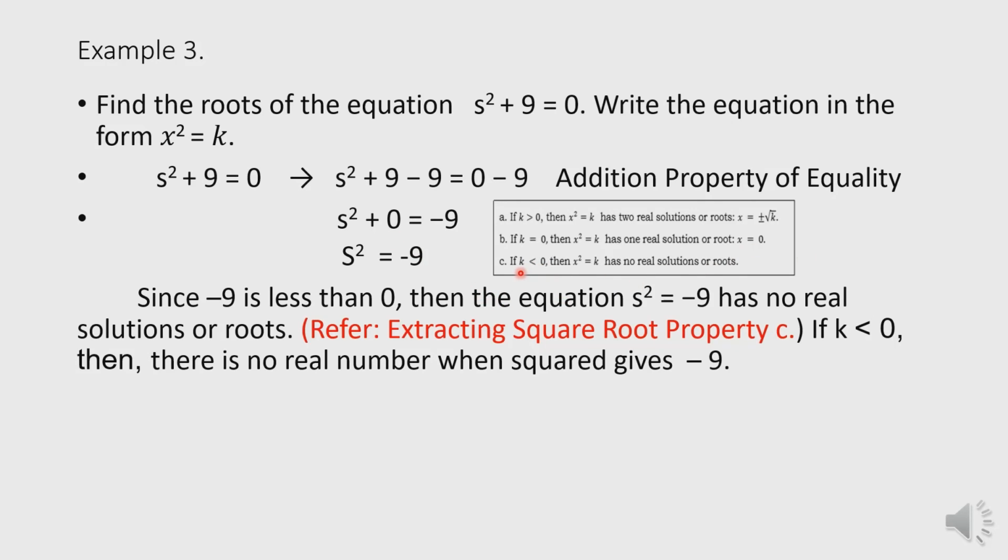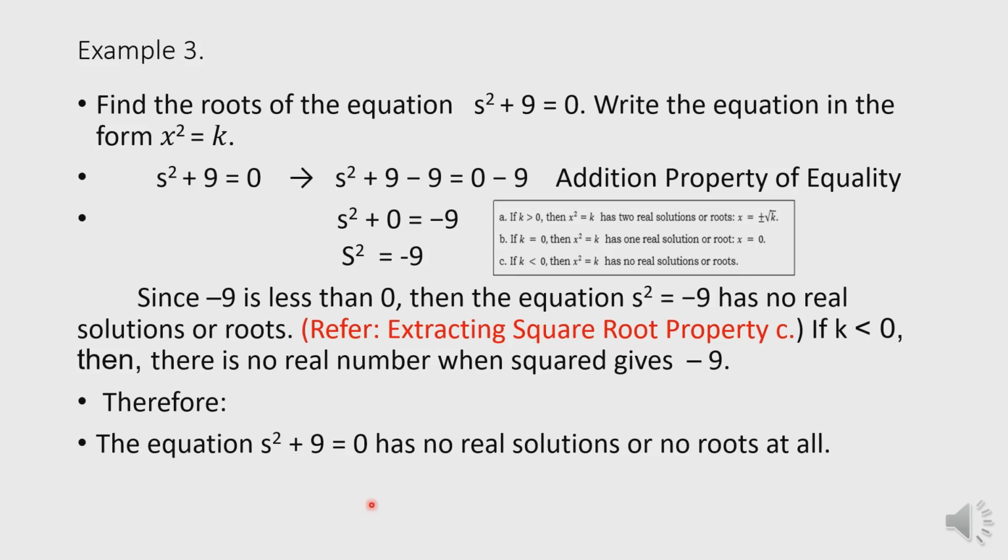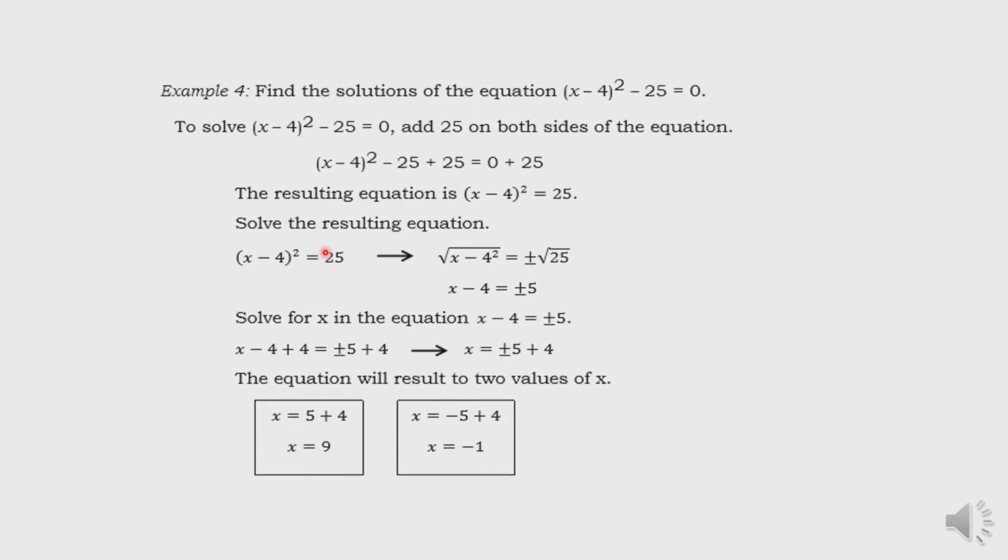What is property C? If k is less than 0, then x squared equals k has no real solutions or roots. So if k is less than 0, then there is no real number that, when squared, gives you a negative. Therefore, the equation x squared plus 9 equals 0 has no real solutions, no roots at all. Okay? Are you still with me?